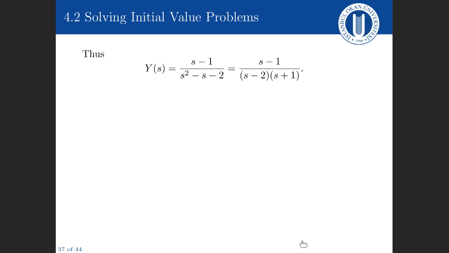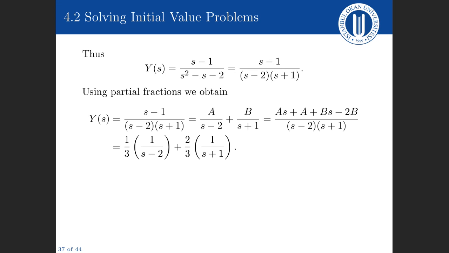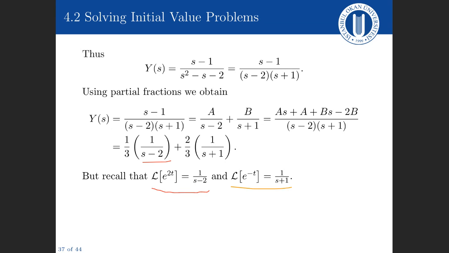Now we know capital Y, we can take the inverse Laplace transform to find small y. Before we can use the inverse Laplace transform, we need to use partial fractions, and I'm going to leave this for you to check. Check that Y is 1/3 times 1/(s - 2) plus 2/3 times 1/(s + 1). And then let me remind you that the Laplace transform of e^(2t) is 1/(s - 2), and the Laplace transform of e^(-t) is 1/(s + 1).